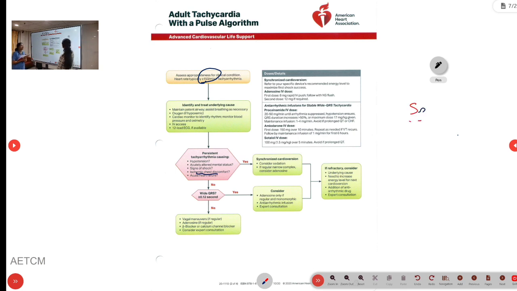Sedate, and cardiac leads should be attached. We have to take consent from the bystander, or if the patient is conscious, then attach the cardiac leads. Then monitor the wave and give a DC, synchronized cardioversion.